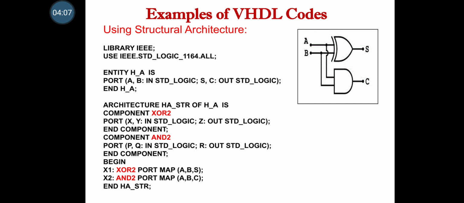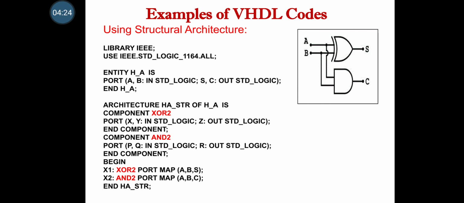Then we'll start with the architecture declaration. Architecture, then the name of the architecture of the entity. HA_STR, structure, is the name of the architecture, and half_A is the half adder.